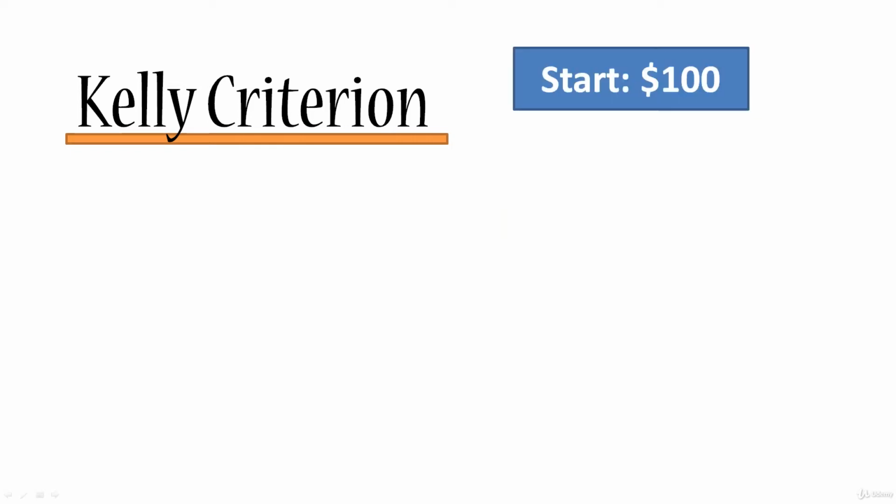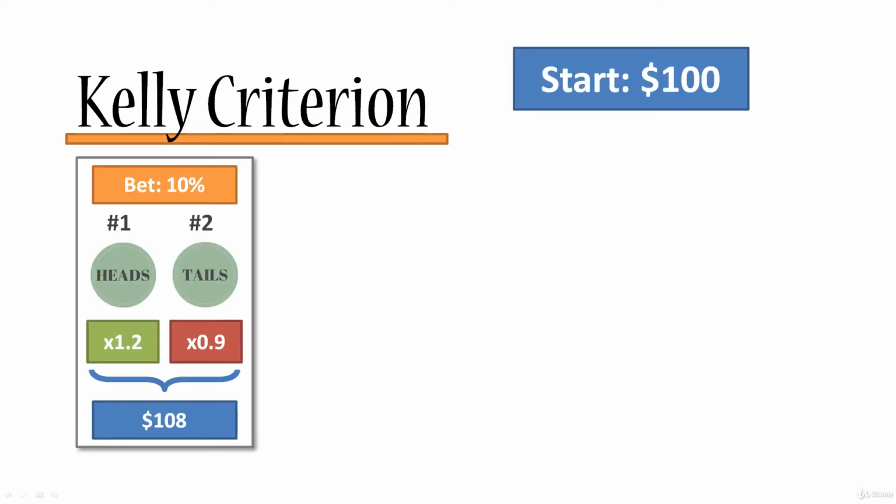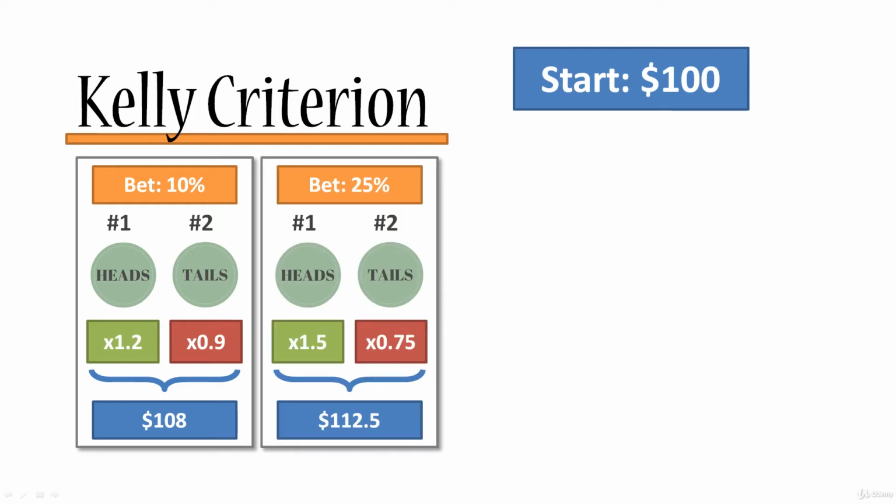Once again, we're starting off with a $100 balance, and we've already looked at a scenario where we bet 10%, and in that case, our balance after one pair of heads and tails goes up to $108, which is great. Now let's look at the next scenario. If we bet 25%, then on heads, our balance is multiplied by 1.5 because we win double of what we bet. On tails, our balance is multiplied by 0.75 because we will lose our 25%. And that gives us an overall result of $112.50 after one pair of heads and tails.